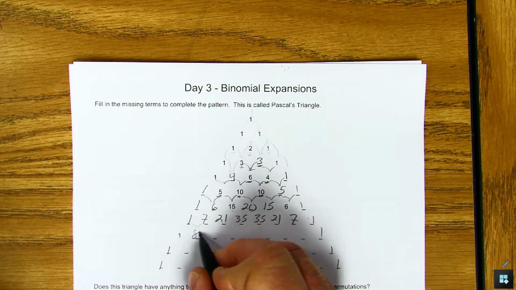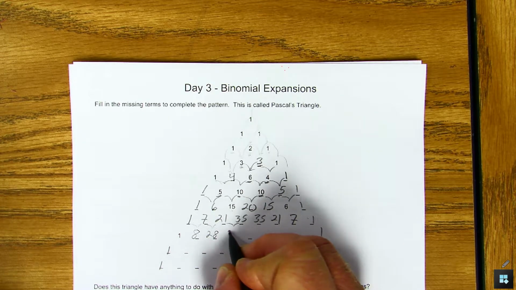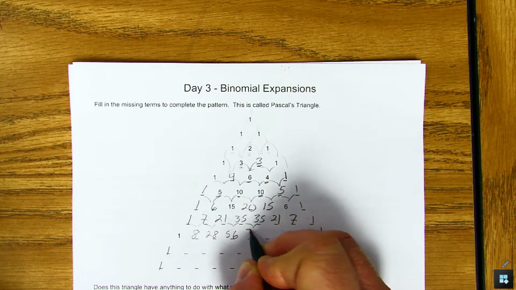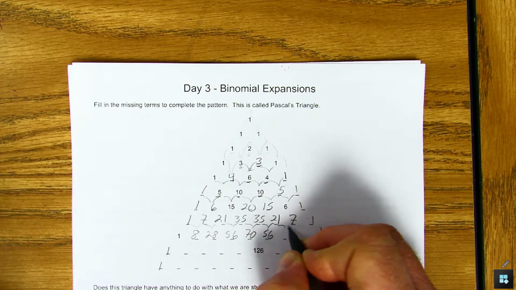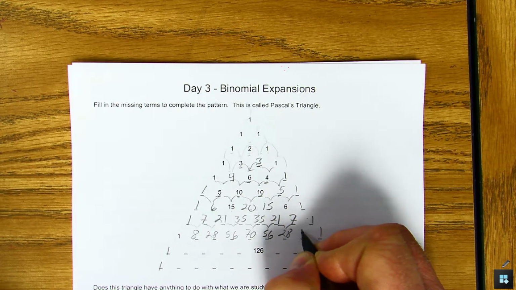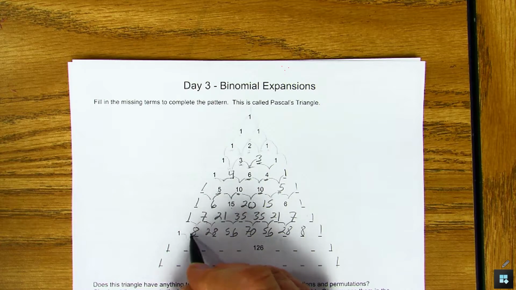1 and 7 make 8. 7 and 21 make 28. 21 and 35 make 56. 35 and 35 make 70. 35, 21 make 56. 21, 7 make 28. 7 and 1 make 8. Oh my gosh. Up, down, it goes the same. Cool. 1 and 8 make 9.